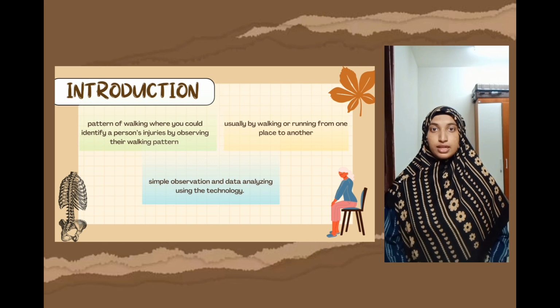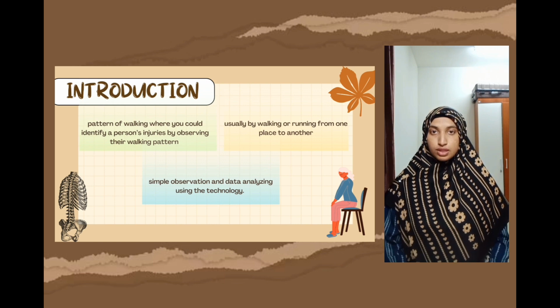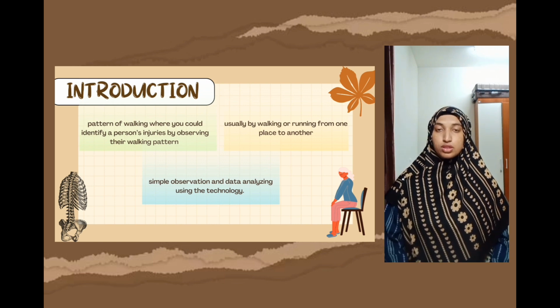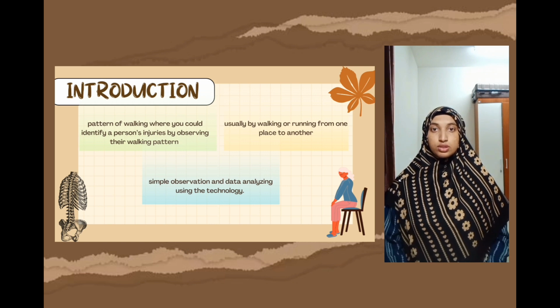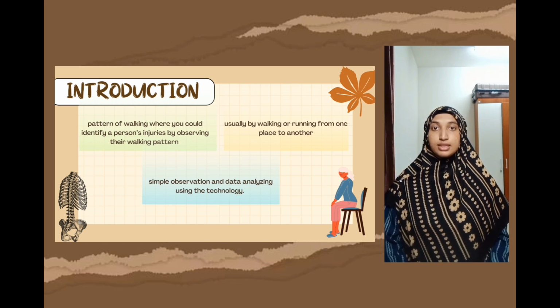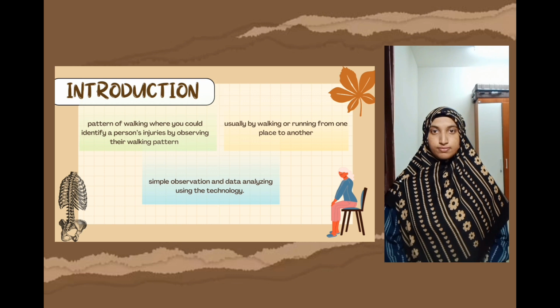There are two types of gait analysis. The first one is through observation, or manually, and the second one is through data analysis using technology. For example, using computerized video cameras to watch the movements in slow motion, or using electrodes to watch the muscle movement, and many more.